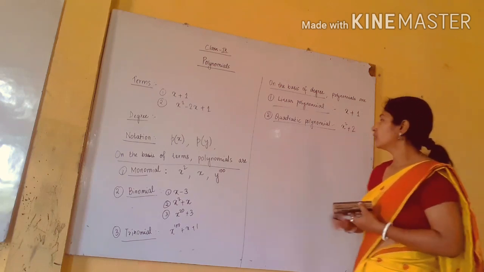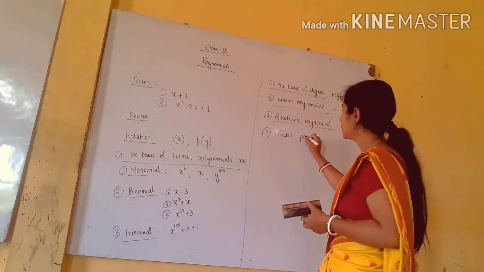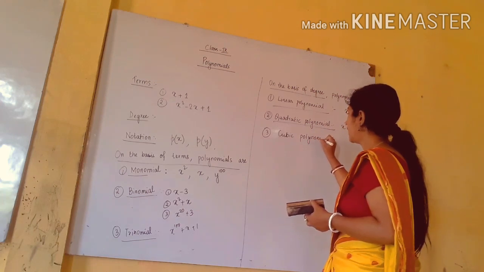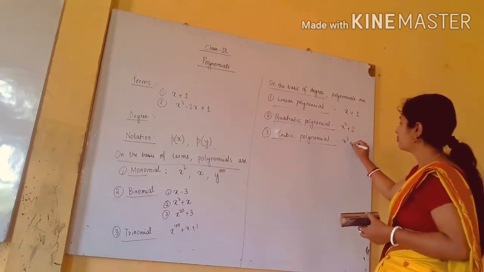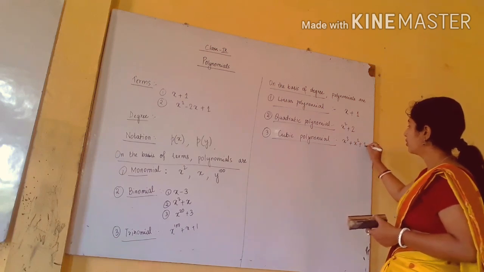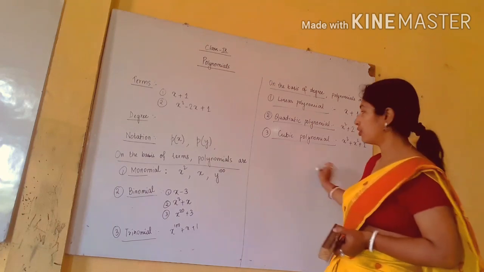Number 3 is cubic polynomial. That means the polynomial having degree 3. For example, x cube plus x square plus 1. This polynomial has degree 3. This is called cubic polynomial.